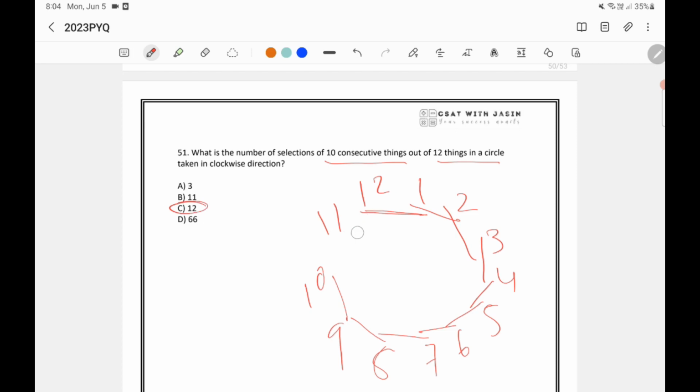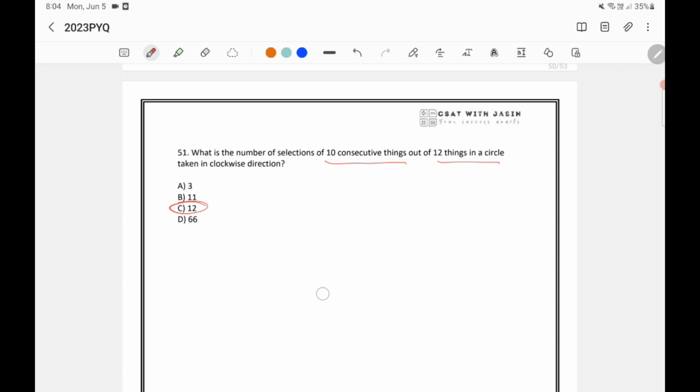Again, I will tell you one trick for that. If you have n number of things in a circle, then the number of selections of 10, 11, 12, whatever number of consecutive things, will be n itself. So here there are 12 things in a circle, so the answer will be 12.